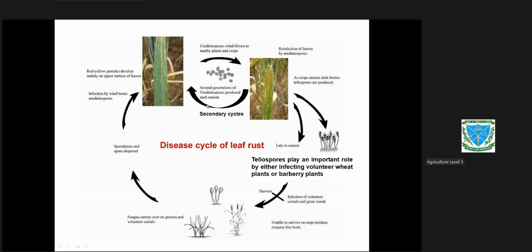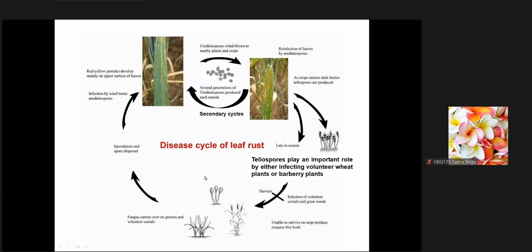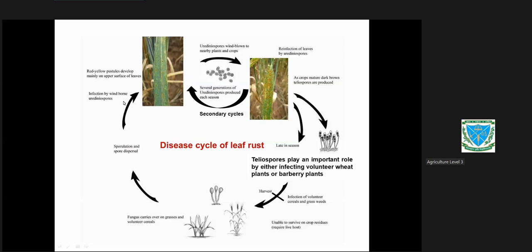I don't want to spend time here. Just you see how this fungus overwinters and then produces the uredospore, and uredospore then infects the wheat plant and produces orange brown pustules on the leaves. And from these pustules, uredospores are released through the strong wind and infect the neighboring plants and produce similar types of symptoms. In this way, Puccinia recondita completes its life cycle through the secondary infections.